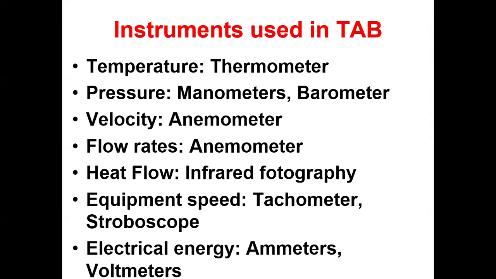Equipment speed, which is the motor speed, you can use a tachometer or stroboscope. The tachometer should be placed over the rotating shaft, and that's how you take your reading of the RPM. RPM means revolutions per minute. That's how you understand your motor speed itself. And to measure the electrical energy parameters, you can use an ammeter and voltmeter.